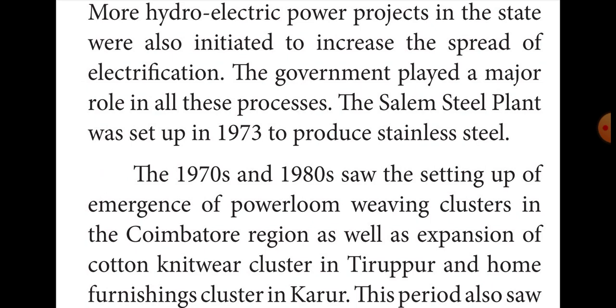From here, the Salem steel plant was set up in the year 1973. From these industries they produced stainless steel, that means rustless steel items. Stainless steel items were produced from the Salem steel plant. This Salem steel plant was set up in the year 1973.